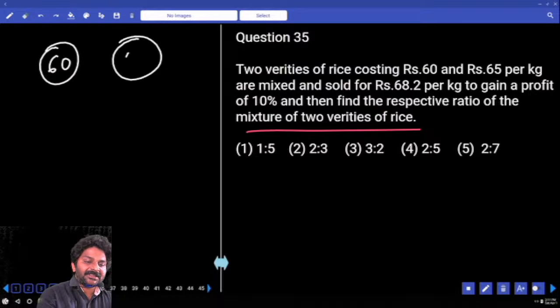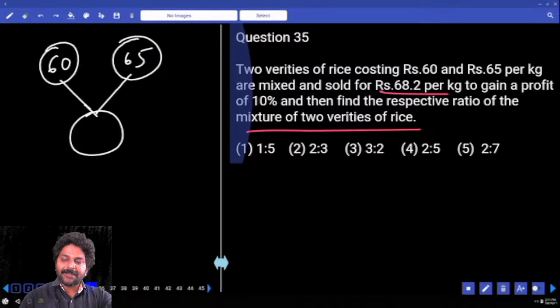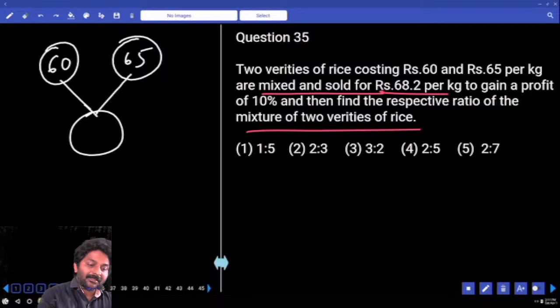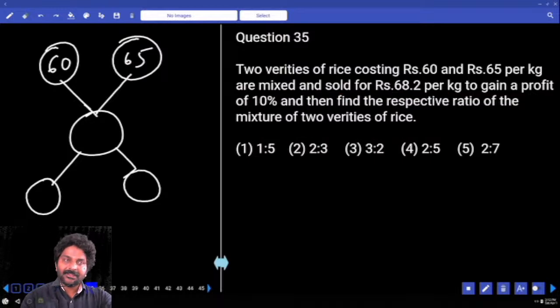Second variety costing 65. And when you mix these two, for mixture, what price you are supposed to take? Cost price only. But 68.2 rupees, at this price, he is selling the item. So, you must convert selling price to cost price only. Then only you can take allegation. Yes? Right. So, now, there are two ways.